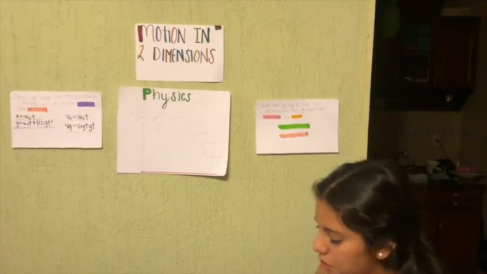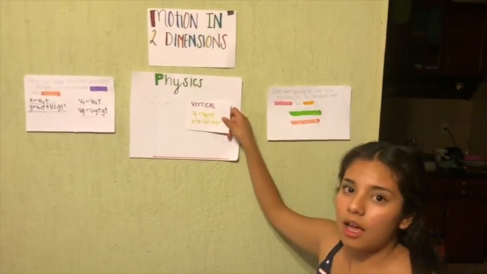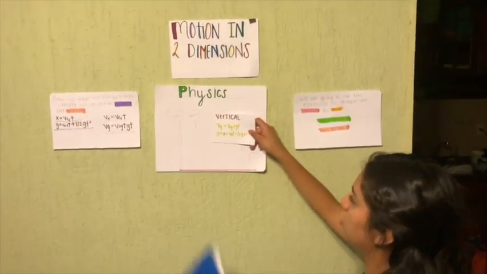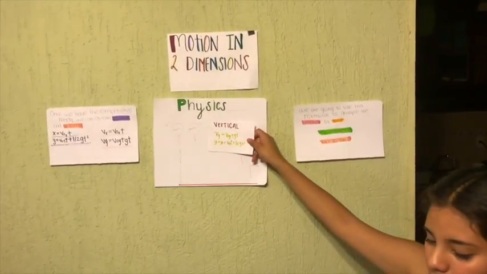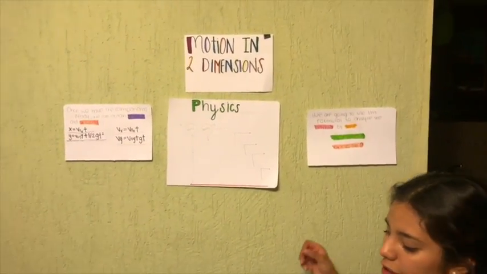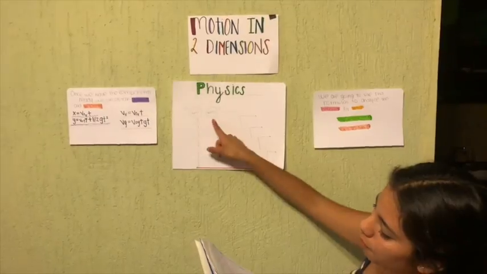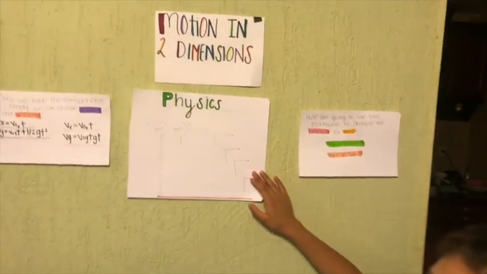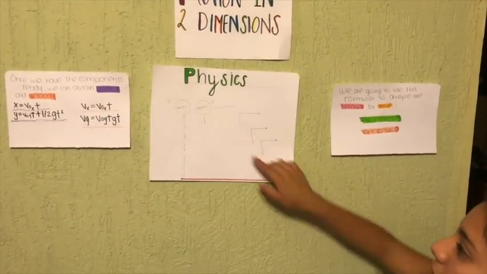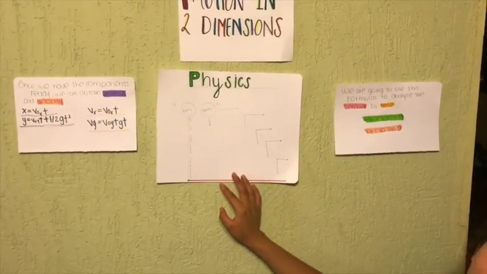So we're going to use these formulas that we saw before. We can say that the acceleration for the projectile will be the acceleration due to gravity, and that's minus 9.8.